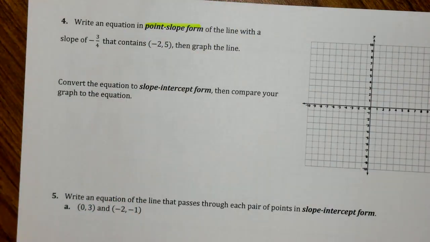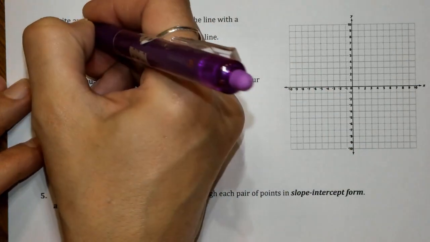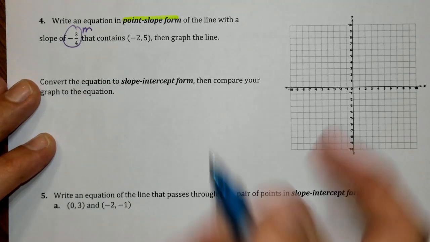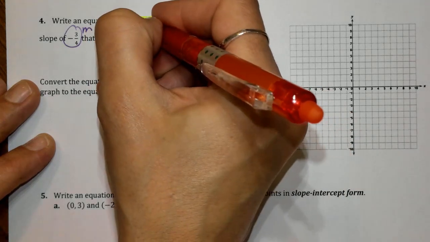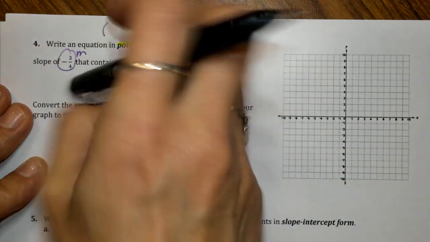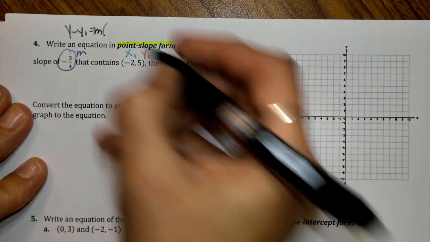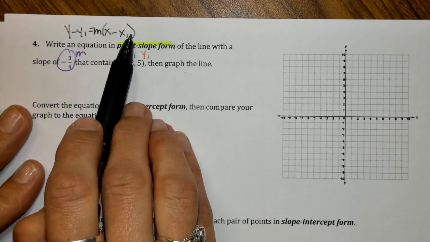The next problem, we're going to write an equation in point slope form. And we're going to be using the slope of -3/4. And the coordinates that they gave us are -2, which will be our x1, and +5, which will be our y1. Again, this is going to be in y minus y1 equals m, x minus x1. So we're going to substitute in for y1, m, and x1.